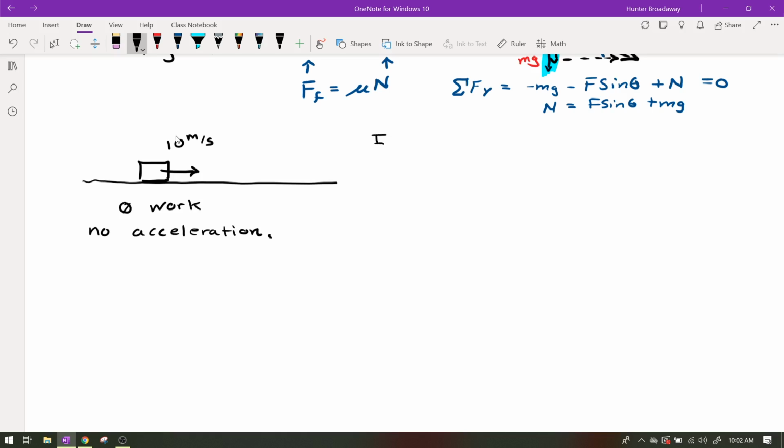There are a couple of ways to interpret this. One way is that zero work is being done because there's no acceleration. So if you've got force times distance, this force is equal to zero, and zero times anything is just zero. So you could say that 0 joules of energy has been expended. But that's also a little bit short-sighted because if you think about it, the object is actually moving.